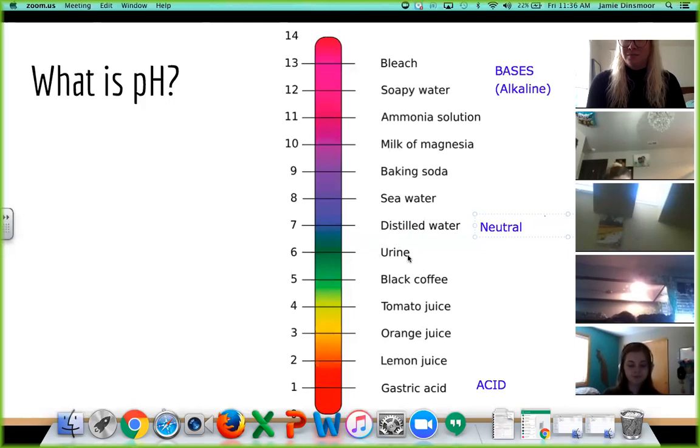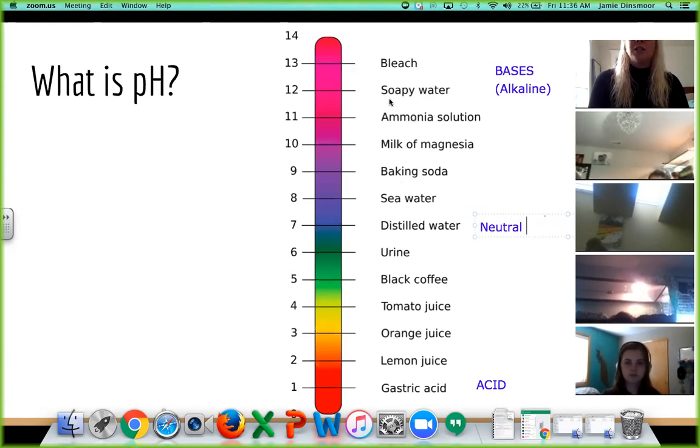Urine, your pee, right, is actually slightly acidic. Not as acidic as stomach acid, right, but more acidic than water. If we go on the other side of the scale, seawater is slightly basic. Baking soda, right, which is in like toothpaste especially. Milk of magnesia, you might have had to drink that if you have ever been constipated. Ammonia solution, right, that's bleach.